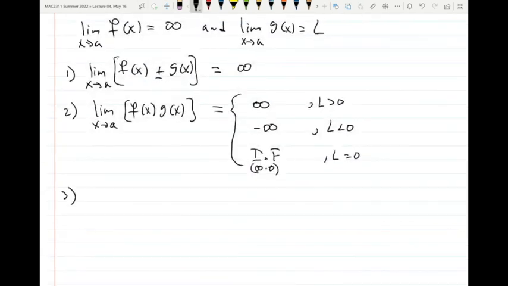And how about the quotient? So, what if you have G over F? What is this? In other words, this is the case in which the top is a number, right? Because the limit of the top is a number, L, and the bottom is something that's going to infinity. It doesn't matter if it's positive or negative. So what happens to this quotient? What happens when you have a fixed number and you divide that by something that gets consistently bigger and bigger and bigger? What happens to the whole thing?